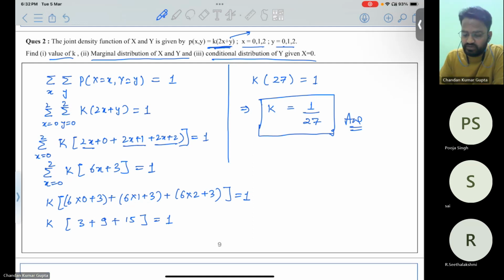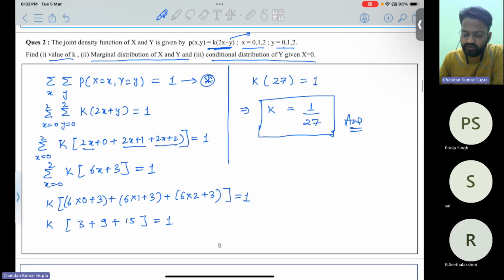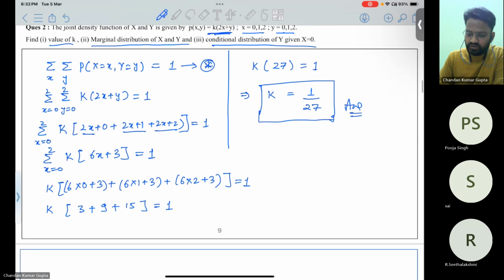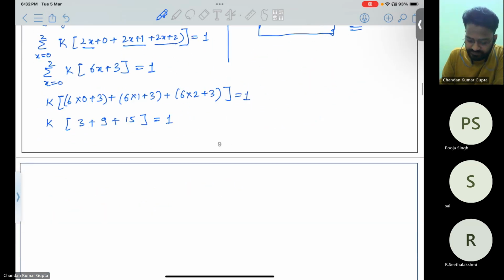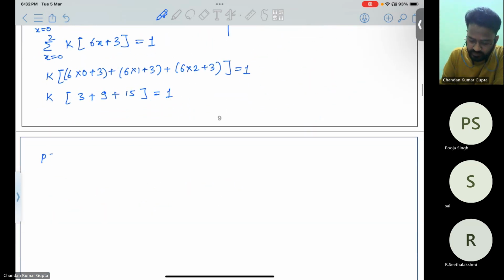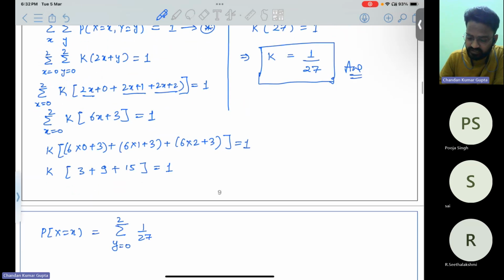Now we need to calculate the marginal distributions. So the marginal can also be calculated now. Marginal of x is what? The summation is taken over y from 0 to 2, and k is 1 upon 27, of 2x plus y.